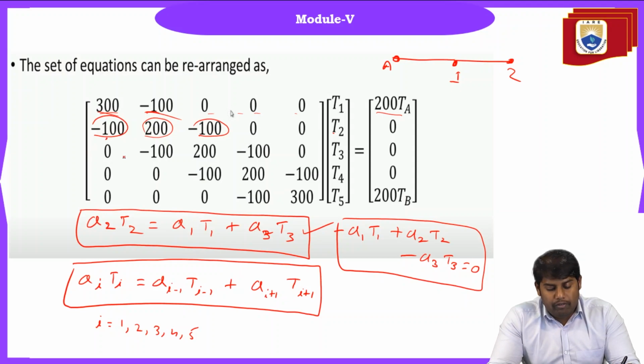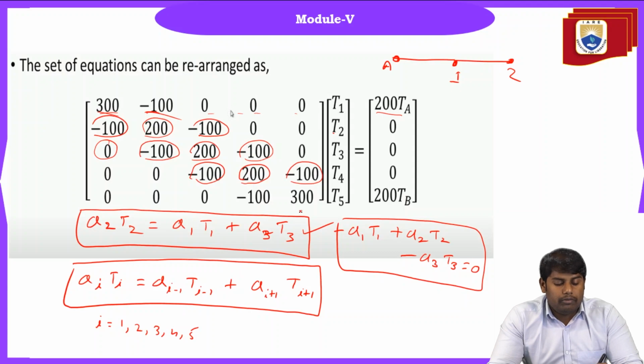Similarly, for the third equation, there is no first term or point of interest 1. We have the second, third and fourth terms. Next, for the fourth equation, the third term is available, the fourth term is available, and the fifth term is available.